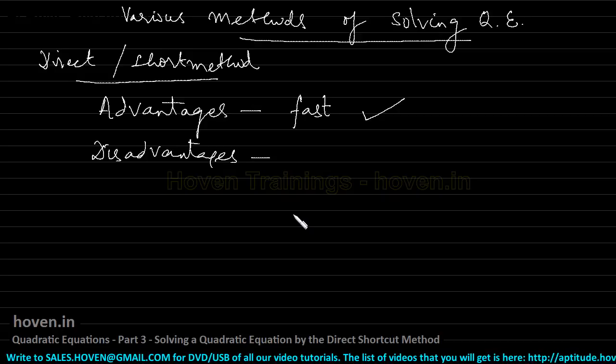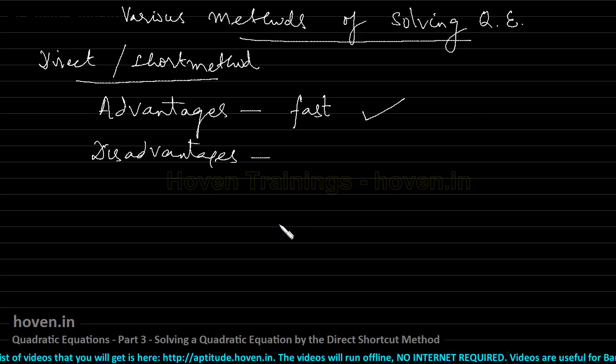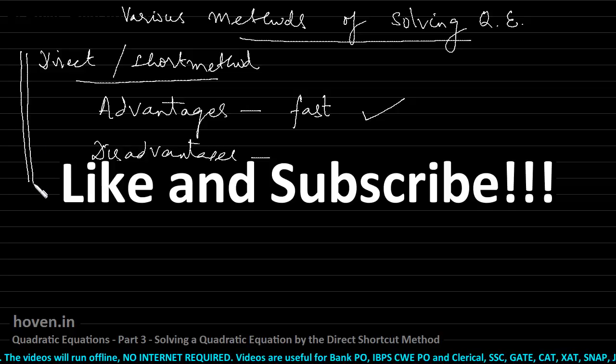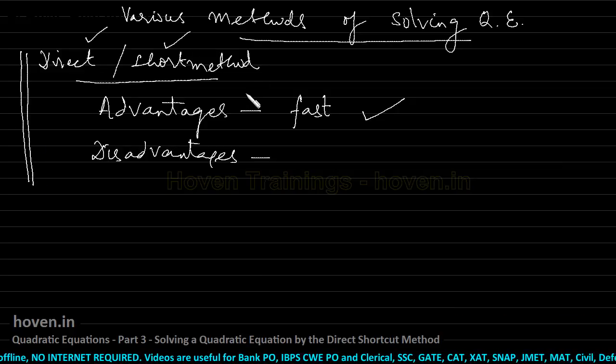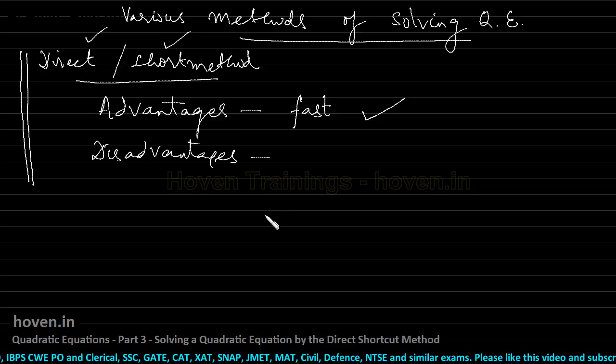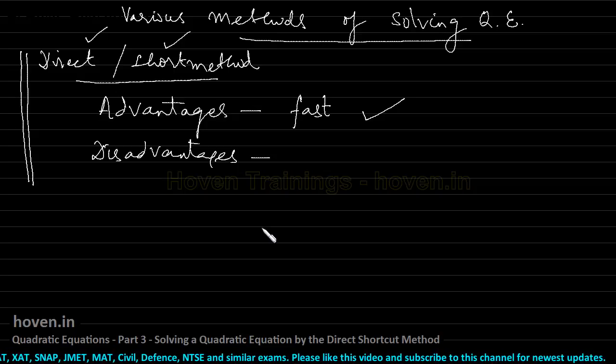As I go, I will surely explain the situation where this method should not be applied, where this method cannot be applied. And in one of my coming video lectures, I'll give you a scheme that you should follow so that you find a solution sure shot. In this lecture we are taking up an explanation of the direct or shortcut method so that you know and understand this method. But in one of the coming lectures, I will explain a complete scheme, a complete algorithm, a complete set of steps that you should follow to solve a quadratic equation so that you are able to get a solution sure shot.